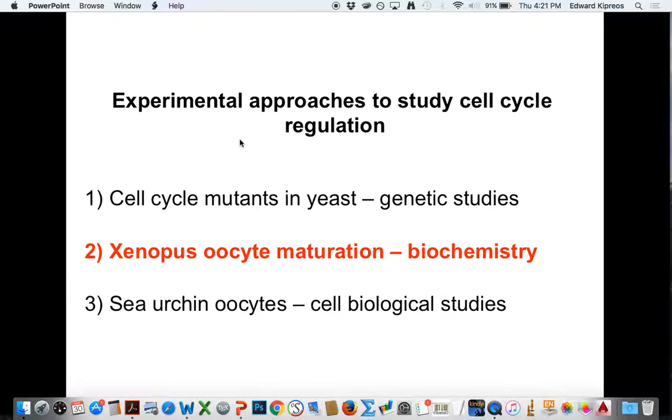Okay, so we're going to switch to what the vertebrate people were doing at the same time. They were looking at Xenopus, which is a frog, African green frog, and they're looking at oocyte maturation.